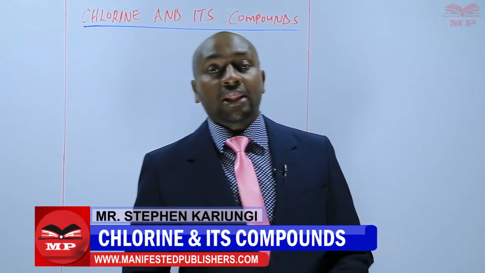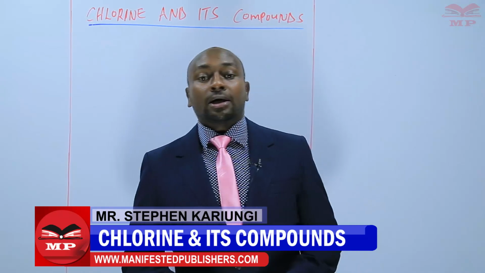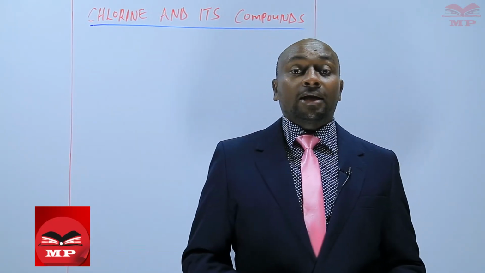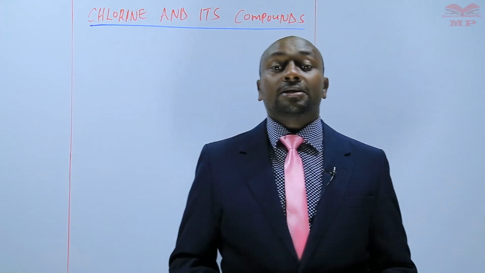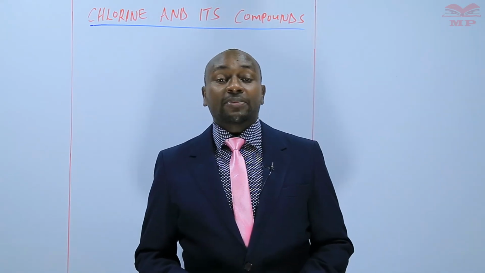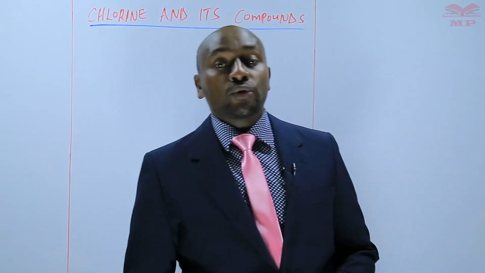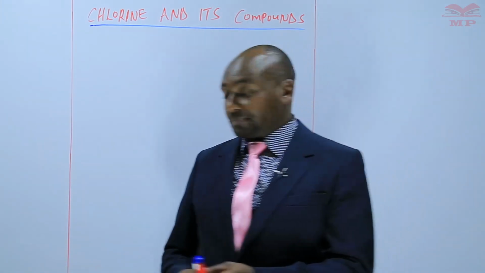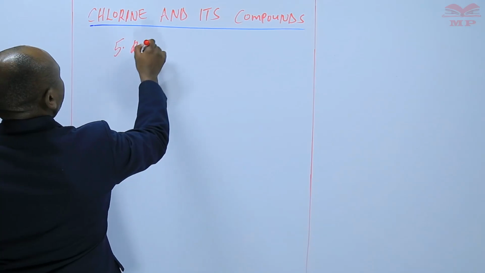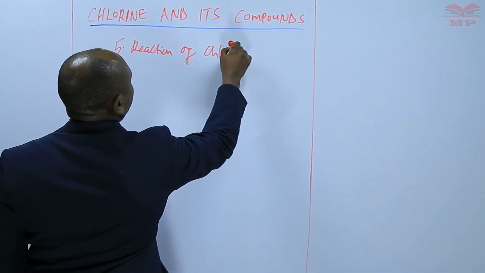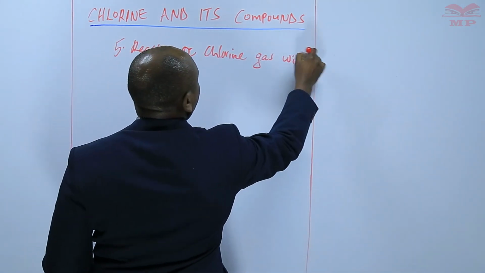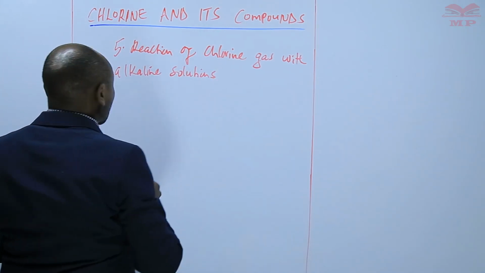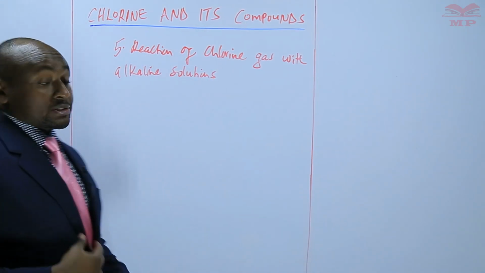We continue with our topic of discussion. The topic is chlorine and its compounds, and we are looking at the chemical properties, and specifically at how chlorine reacts with alkalis. So, the reaction of chlorine with alkaline solutions.